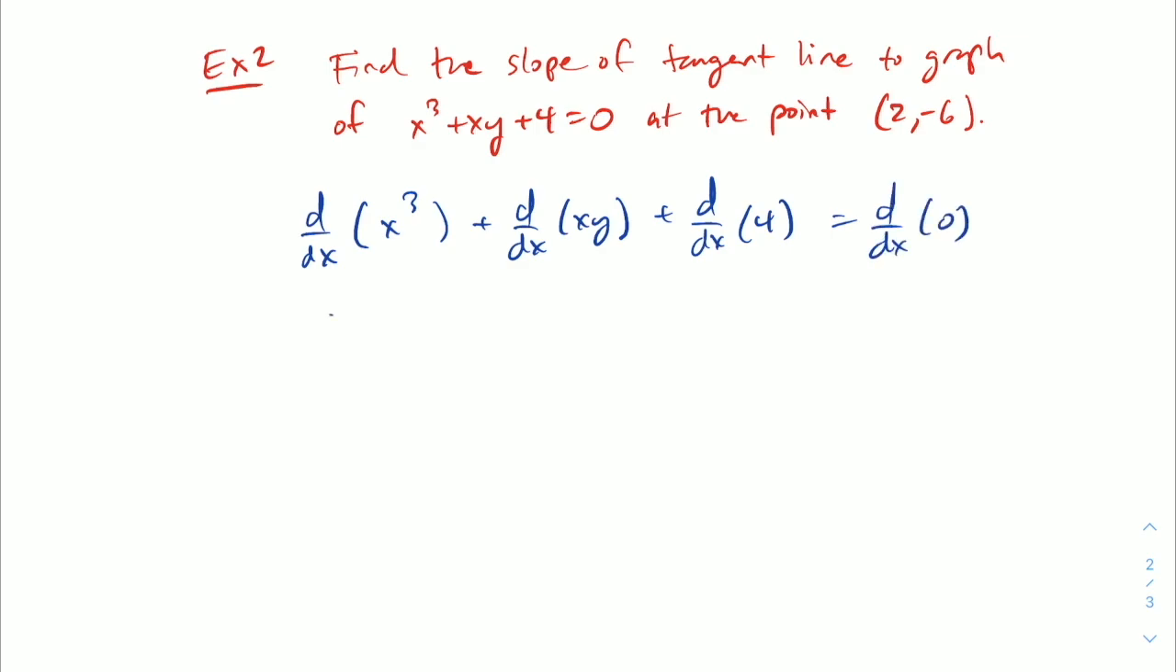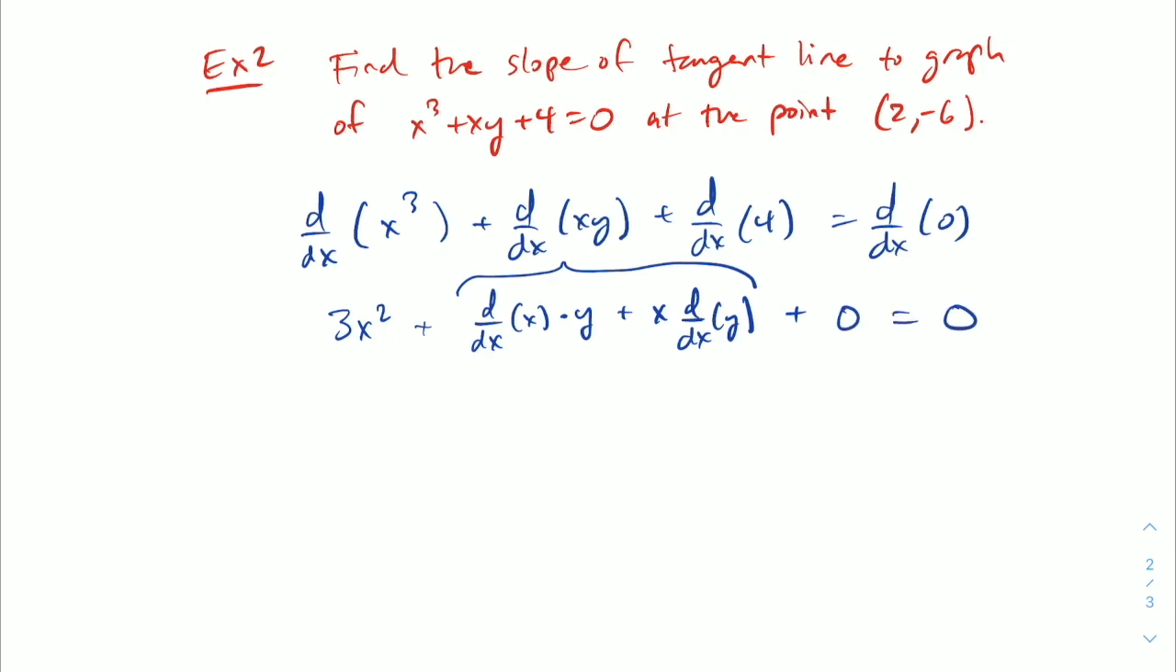We'll get 3x squared from the first term. And then we have this product. Now this is really subtle here. This is a product of x and y, so we need to use the product rule. We'll take the derivative of x, leaving the y alone, and then we'll take the derivative of y, leaving the x alone. So that's product rule applied to the xy product. And then we take the derivative of 4, we get 0, and the derivative of 0 is 0. All right, so let's work out these derivatives in the middle here. The derivative of x is 1, and the derivative of y is just dy/dx.